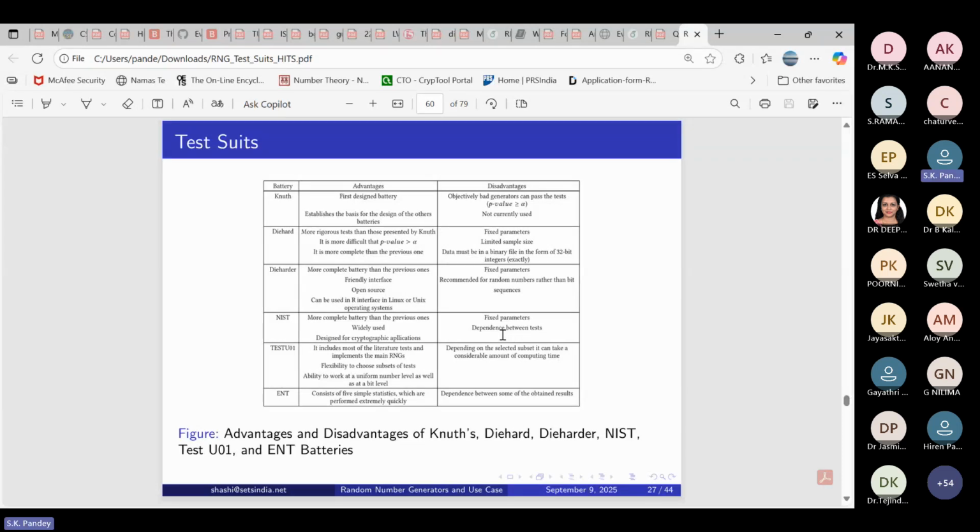This is the comprehensive table showing what each test suite gives in terms of benefits as well as disadvantages. If you see NIST, the disadvantage is the fixed parameter. And there are dependencies between tests, so in some cases you will find the same result for two sets of tests in NIST. Those are the disadvantages.